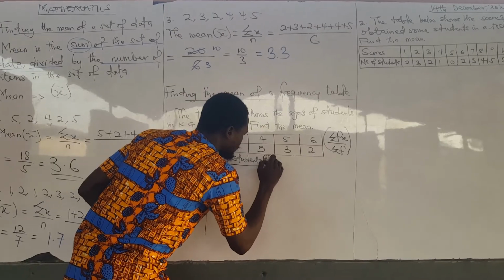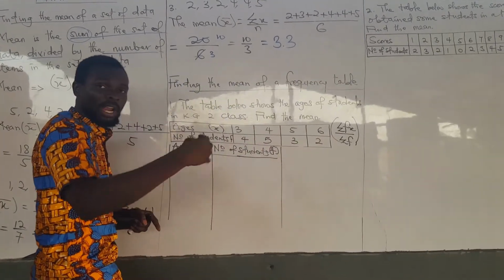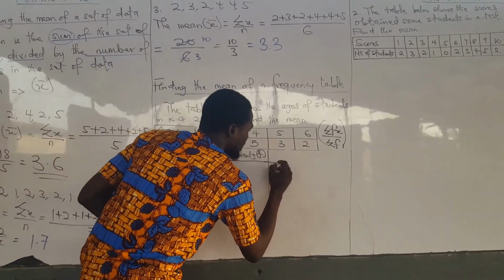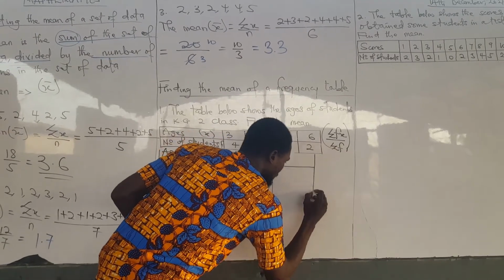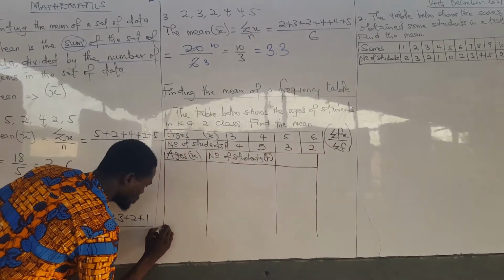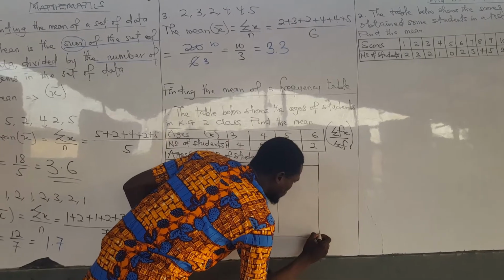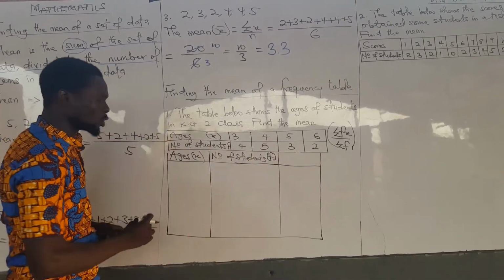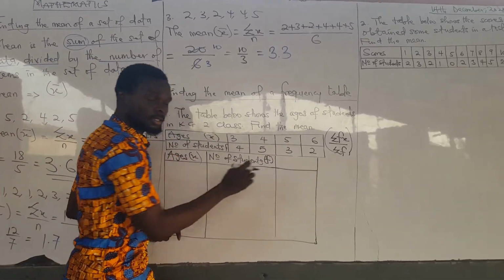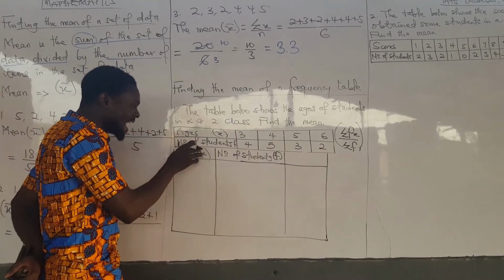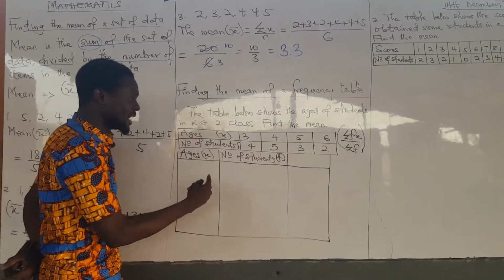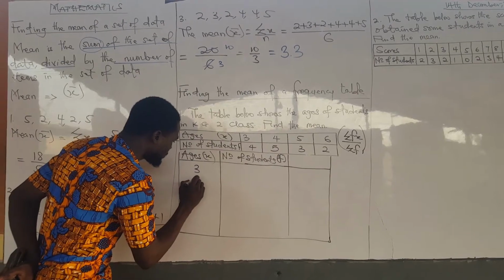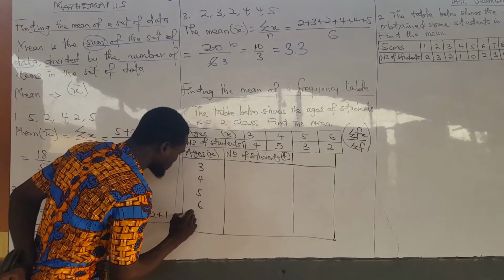And they are the f values, which is the frequency. Then we draw another table here, nicely. So we are going to get 3 sets of tables. So we have this, and this. Now, the ages represent the x values, and the ages are 3, 4, 5, 6.